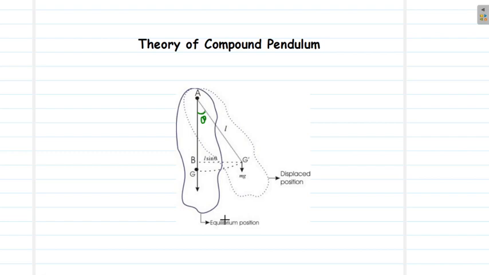So earlier, as we have seen, there were two forces that were exactly cancelling out each other. But in this case, when this body is displaced slightly by an angle theta, there is a net torque that is acting on the system. So let us try to calculate that.